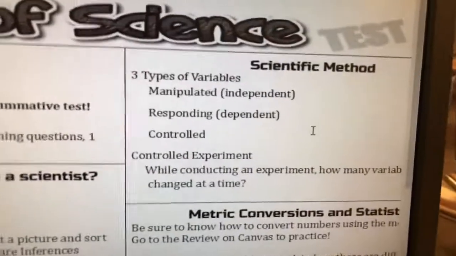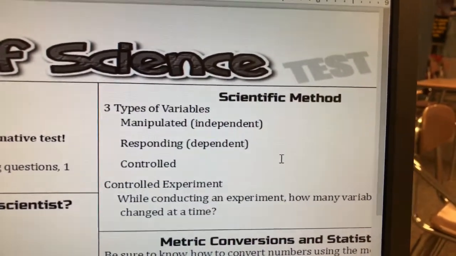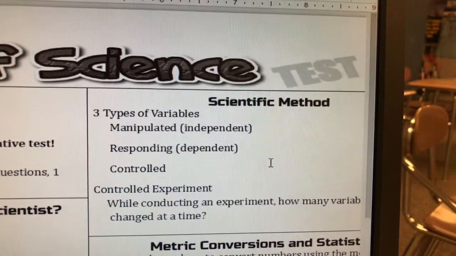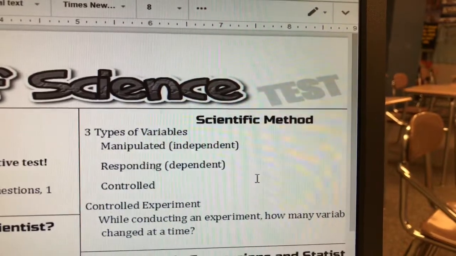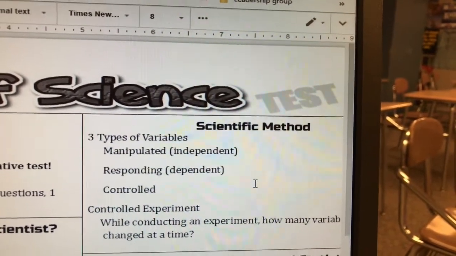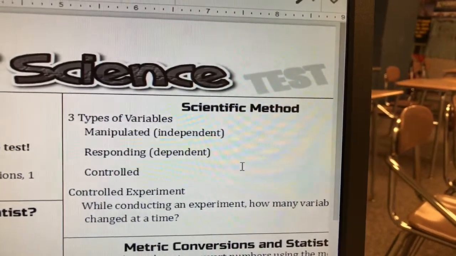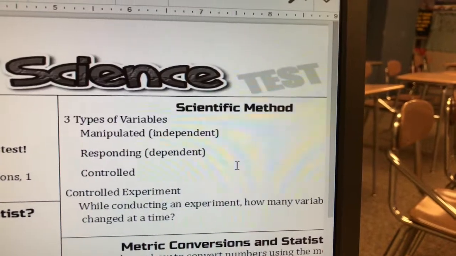The next section, part 2, deals with the scientific method. With the scientific method, having a good understanding of the variables: the manipulated or independent variable is the part of the experiment you're changing on purpose. It's what you're testing. The responding variable, also known as the dependent variable, is what you're measuring. What are you looking for as you're changing the independent variable? What data are you looking for?